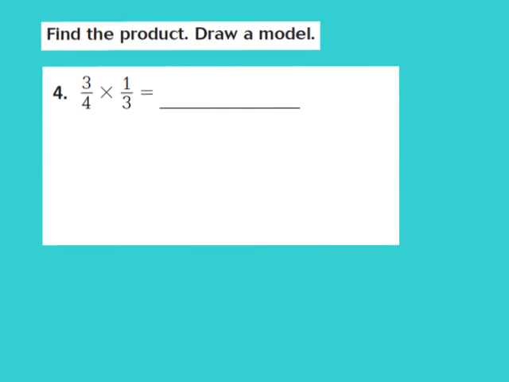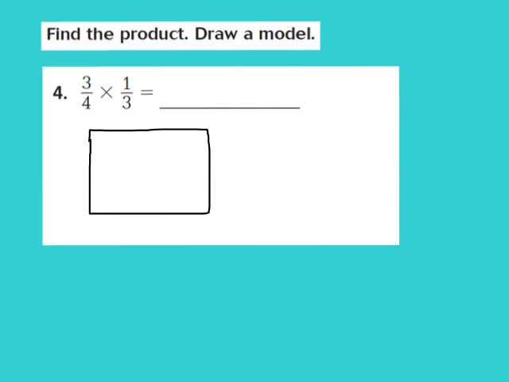For question 4, they tell us to find the product and to draw a model. So we're going to use an area model to help us multiply the fractions 3/4 and 1/3. Now our first step is going to be this. We need to first of all draw a rectangle. So I'm going to go ahead and draw a rectangle, and I want you guys to do the same thing. So we're going to go ahead and set up a rectangle right here.